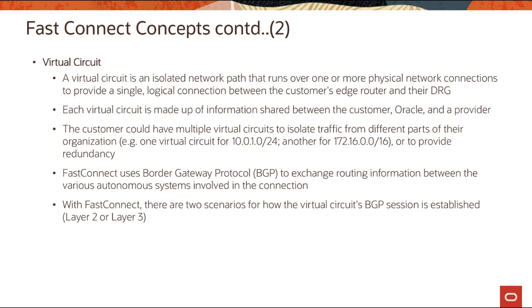For FastConnect, we always use the BGP protocol to exchange routing information between the two endpoints. Within FastConnect, you'll also see that there are two different scenarios in which you can build your virtual circuit's BGP session, whether it's a layer 2 BGP connection or a layer 3.